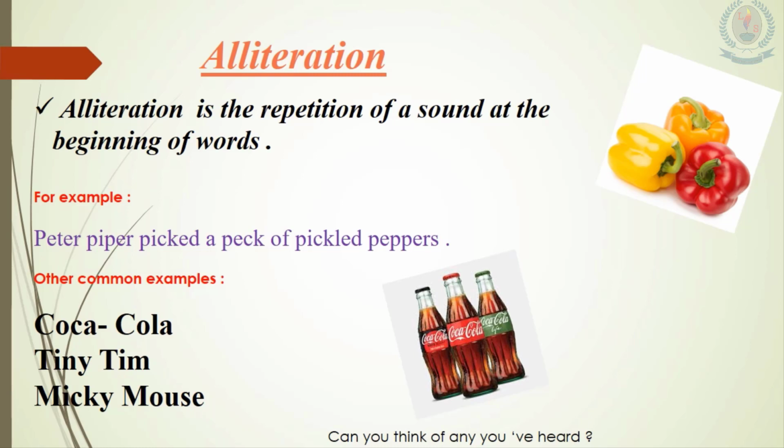Now in this sentence, you may come across the letter P. So letter P is repeated in the beginning of the words. So it is called alliteration, simply. So other common examples I can give you. Coca-Cola, CC is repeated, and Tiny Tim, TT is repeated, and Mickey Mouse. So can you think of any you have heard?